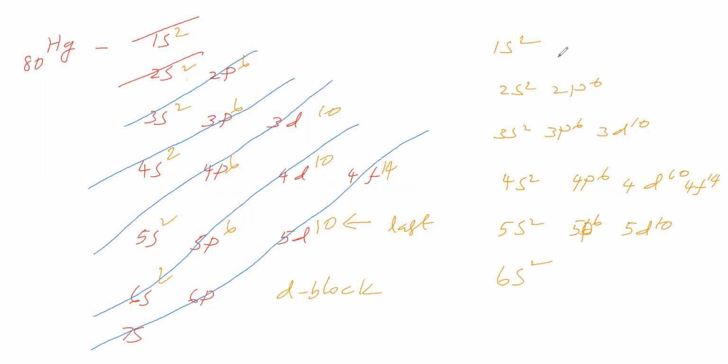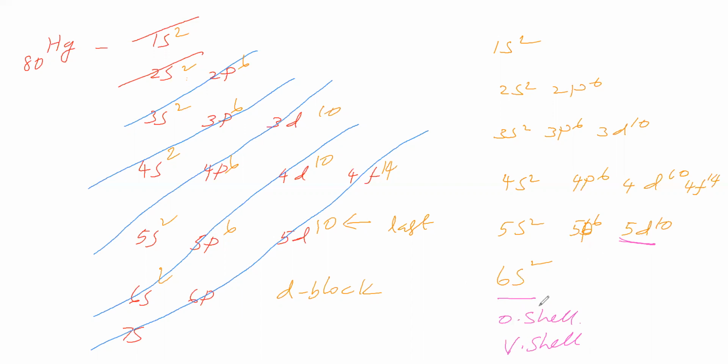Next we will see the outermost shell configuration. The valence shell configuration is also this one only. Why? Because 5d is completely filled. So the valence shell configuration is also this one only.